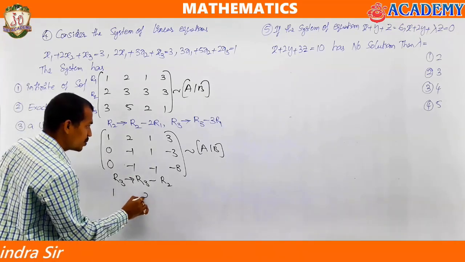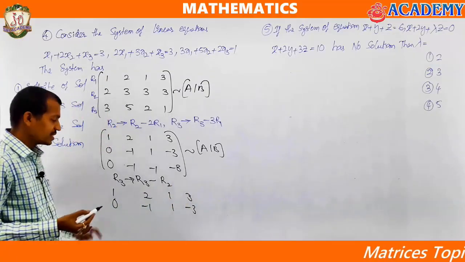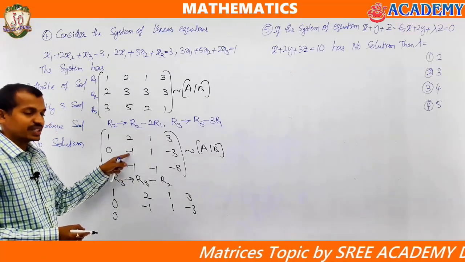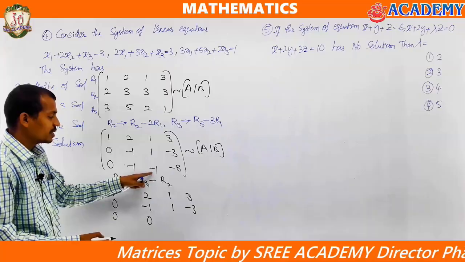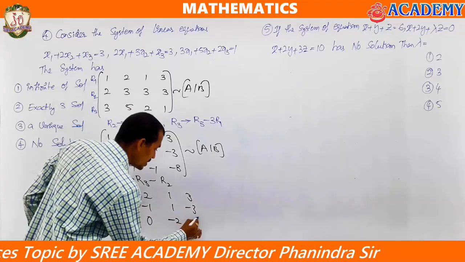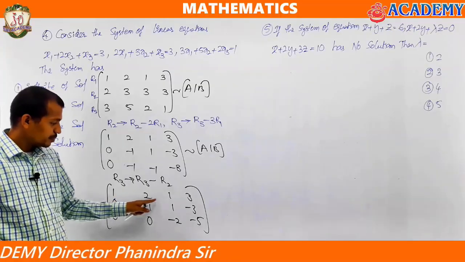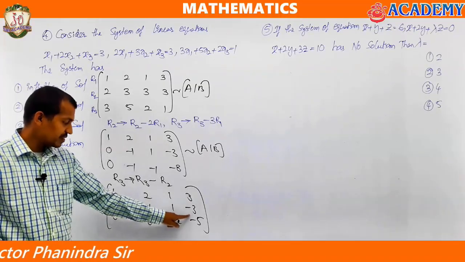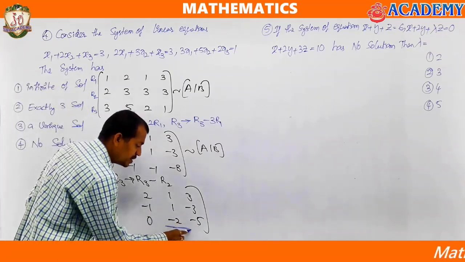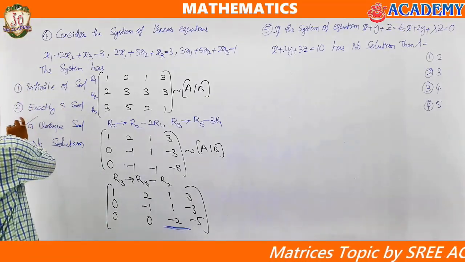R1 is 1, 2, 1, 3. Next 0, minus 1, 1, minus 3 as it is. Next R3: 0 minus 0 is 0. R3 minus R2: minus 1 minus of minus 1 plus 1 is 0; minus 1 minus 1 is minus 2; minus 8 plus 3 is minus 5. Now see, the last row is 0, 0, minus 2, minus 5. It is not going to be 0. That means the last pivot is not equal to 0. The answer is going to be unique.